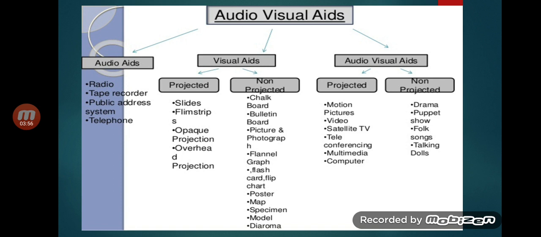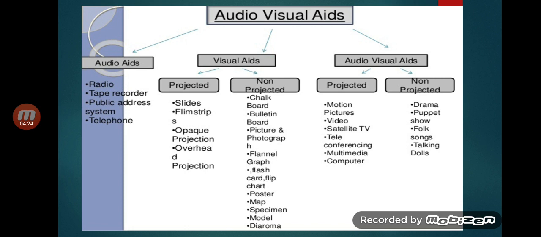Under visual aids again there are two subtypes, projected and non-projected. Under projected: slides, film strips, opaque projection, overhead projection. Under non-projected: chalkboard, bulletin board, picture, photograph, flannel graph, flashcard, flip chart, poster, map, then specimen, model, diorama.